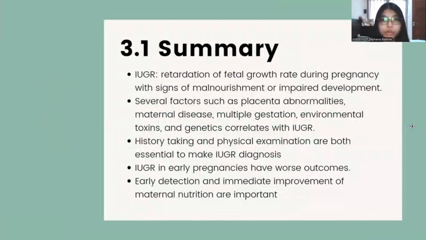To conclude, IUGR is retardation of fetal growth rate during pregnancy with signs of malnourishment or impaired development. Several factors correlate with IUGR, such as placental abnormalities, maternal disease, multiple gestation, environmental toxins, and genetics. History taking and physical examination are both essential to make the diagnosis. IUGR in early pregnancies has worse outcomes.